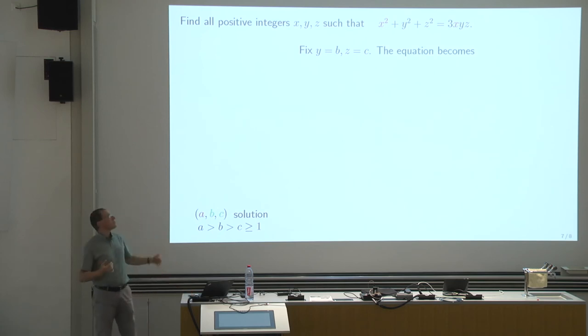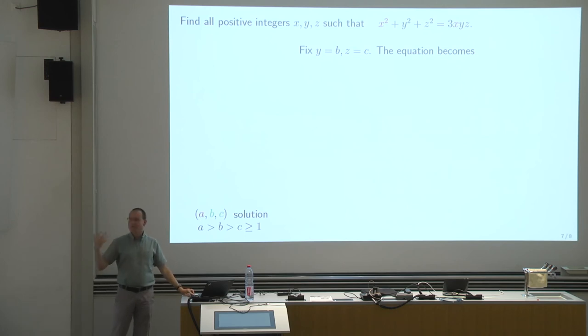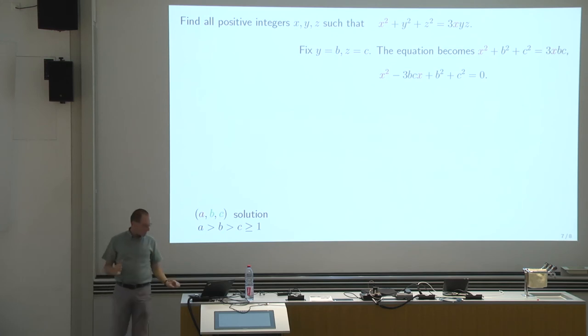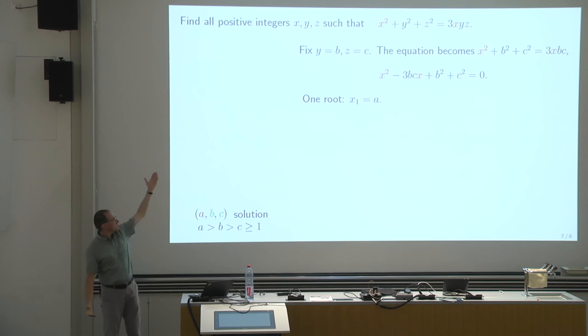What is the equation going to be? It should be an equation for X. Yes? 3xbc. Absolutely. Now you have the B and C. Bring everything to the left-hand side. This is your equation in X. Now, one of the roots is x1 equal to A. Because A, B, C was a solution of the equation, so x equals A is a root.